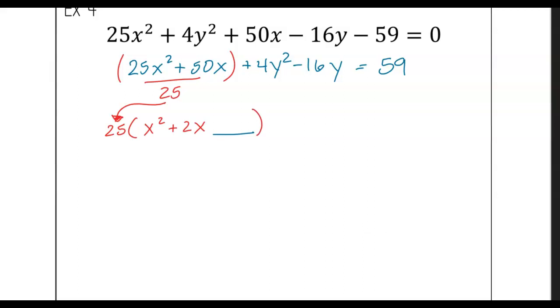I do the exact same thing for the y values. I need to pull out the GCF, or the a value. So I'm going to divide a 4 out of both of my y terms. I'm dividing that a value of 4 out of both terms, and I get y squared minus 4. And I need to leave a space to complete my square.